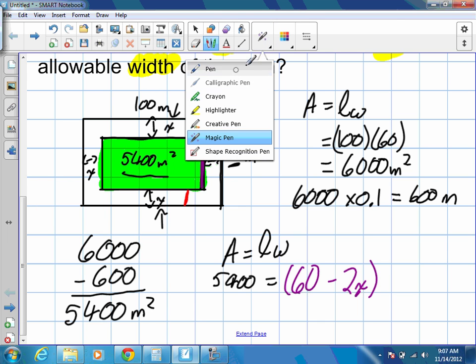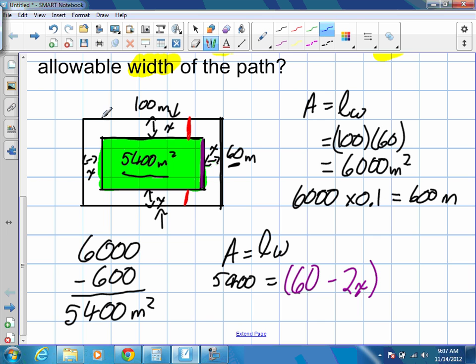That same idea we figure out for the length. So the old length here is 100 meters. But our new length, which we're trying to figure out in green, we'll say, okay, the new length is going to be what?